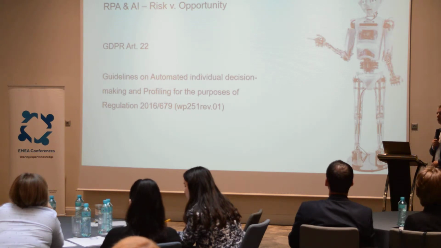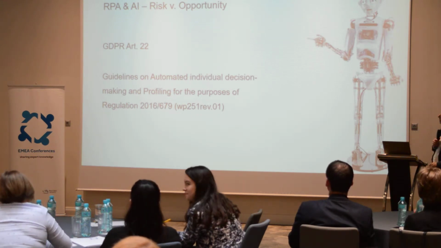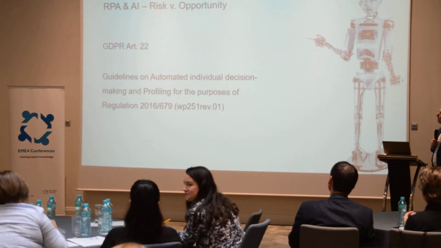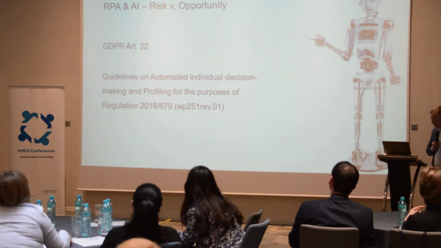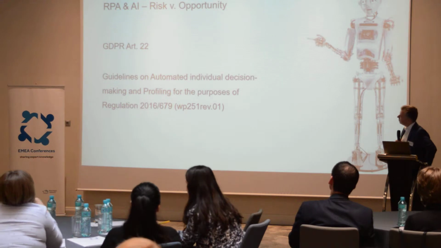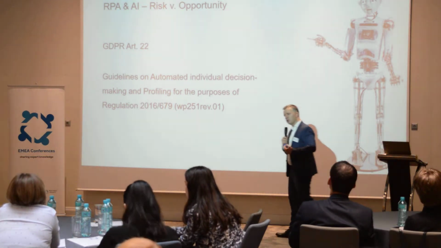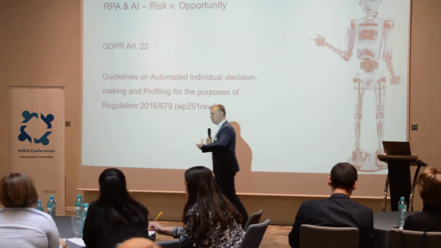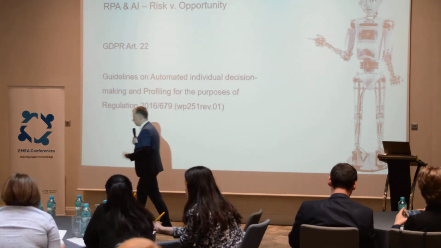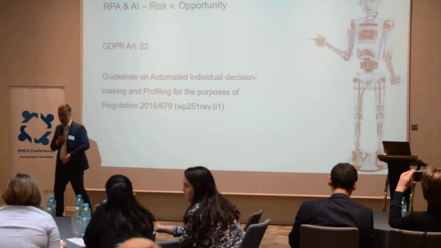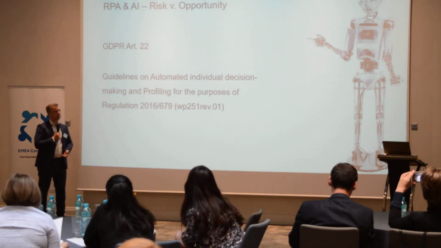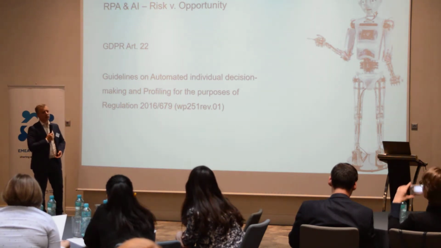Robotic process automation, RPA, and artificial intelligence. We need to remember that natural data subjects, some call them data actors. A subject is more or less passive, something happens to you. When you're a data actor, you initiate the interaction. So data subjects have the right not to be subjected to automated decision making.